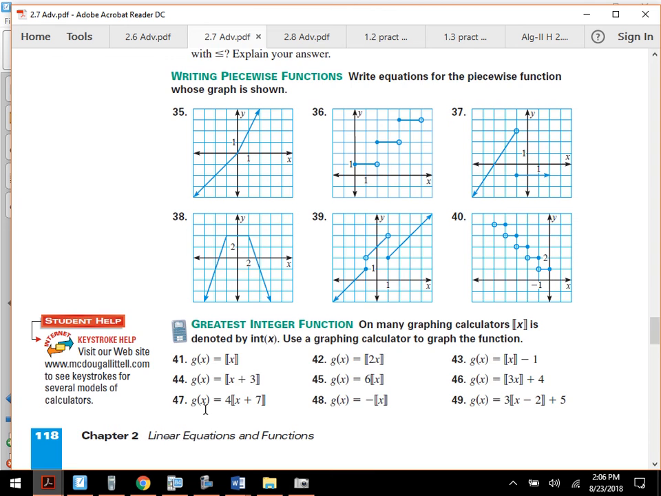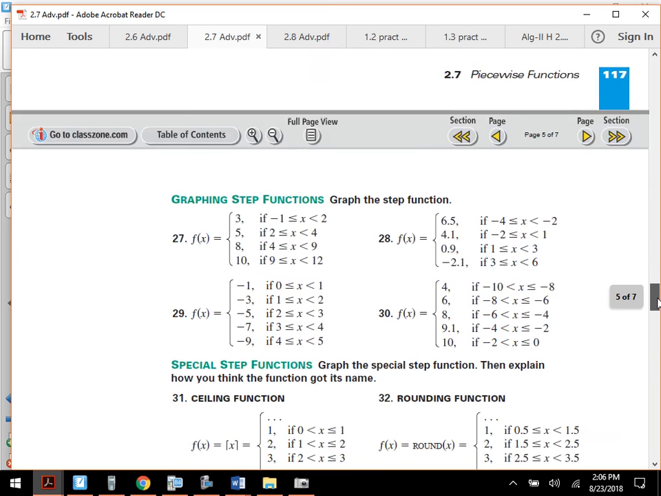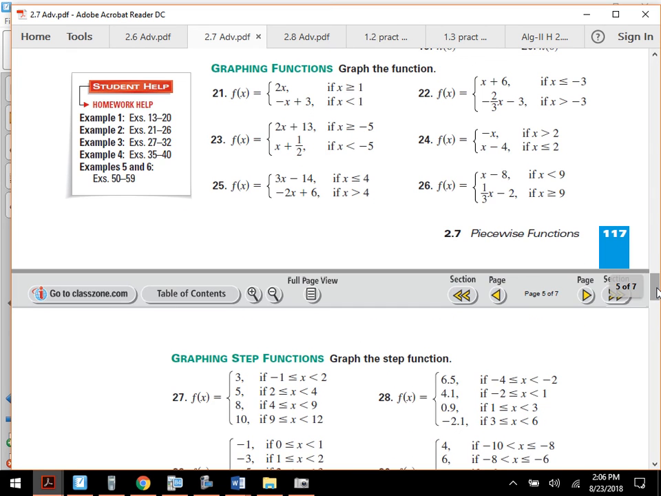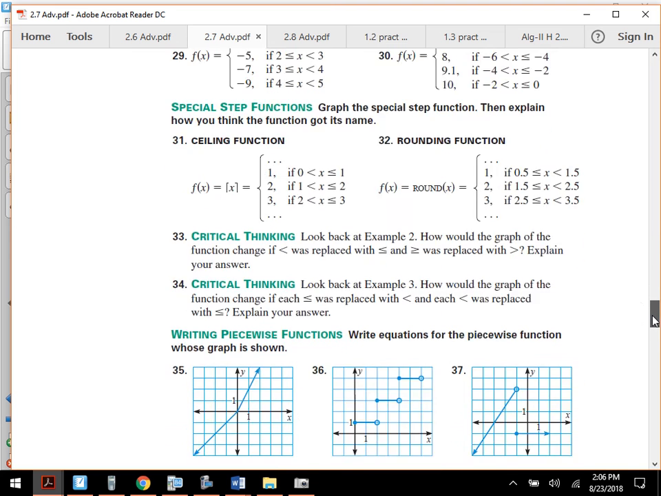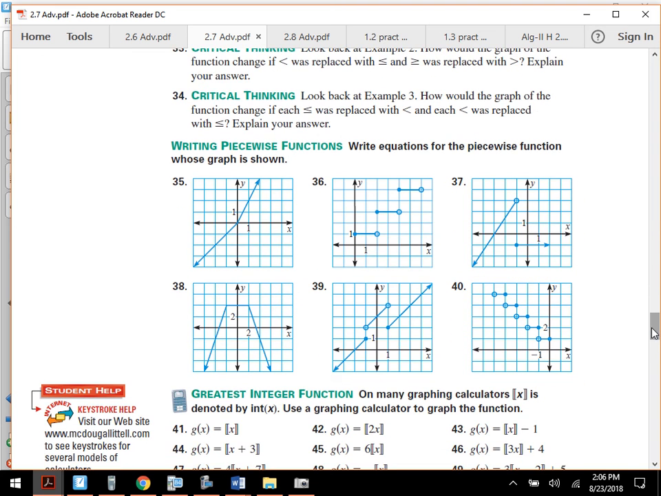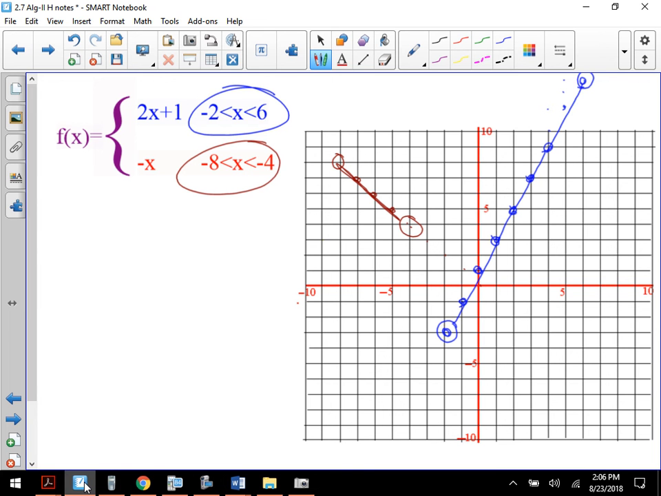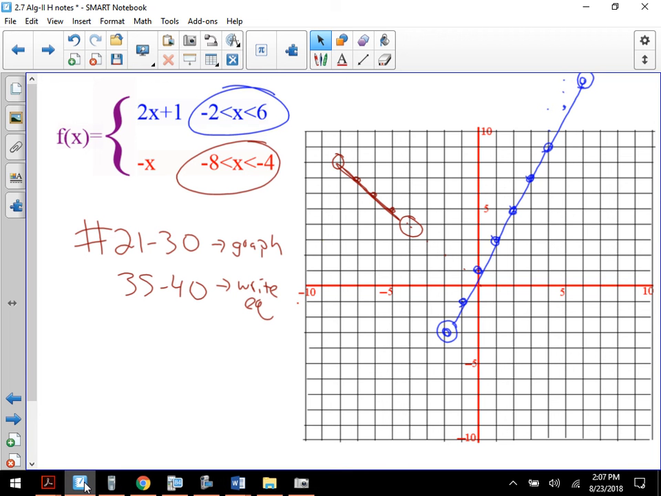If I'm not mistaken, I asked that you guys did. I think it was 21 through 30, and then 35 through 40. Does that sound right? So the graph ones should all, you've got to shoot a graph paper. All the graph ones will fit on there without a problem. And then I've got 6 of them for you to write the equations.